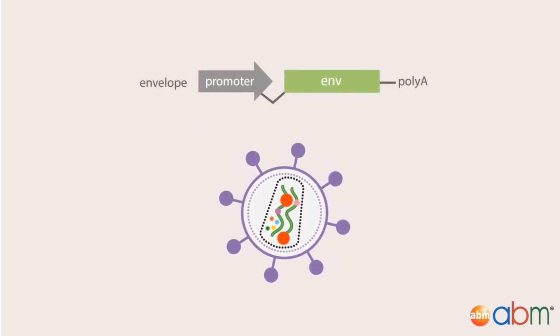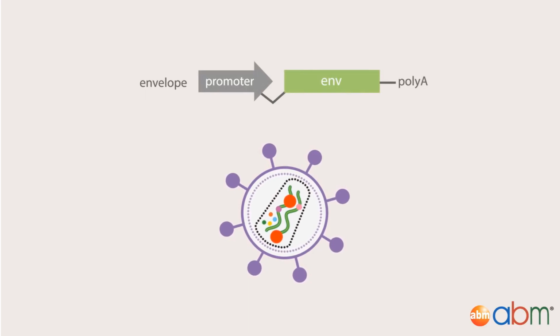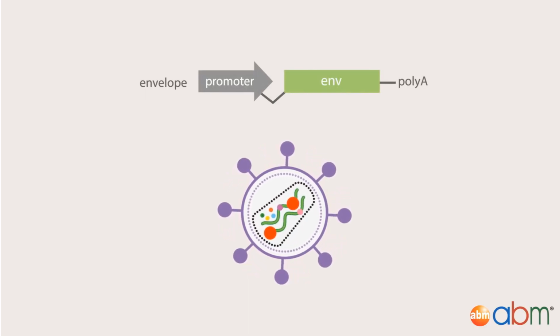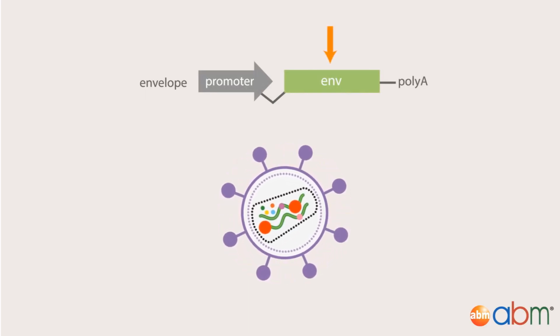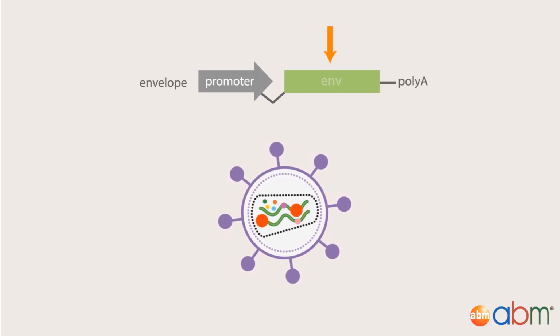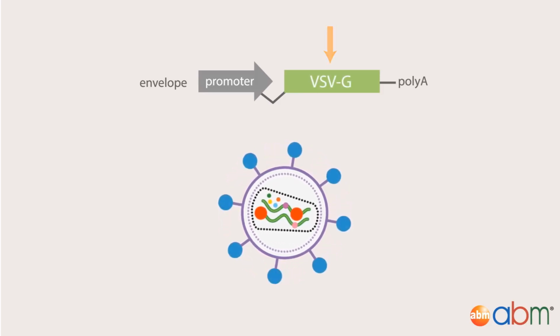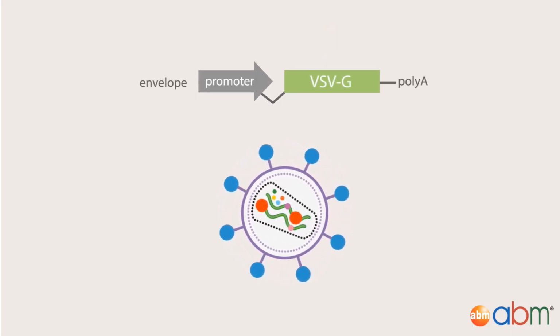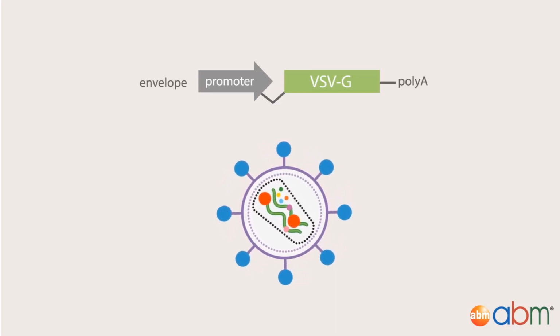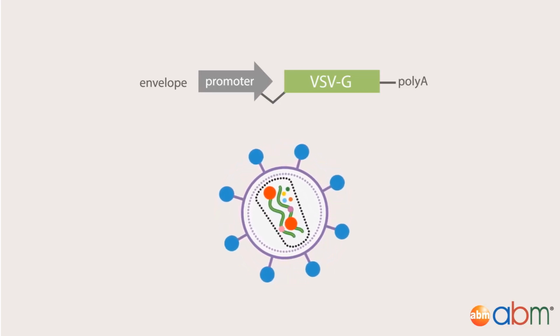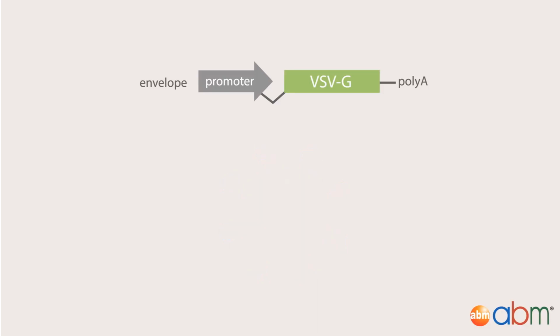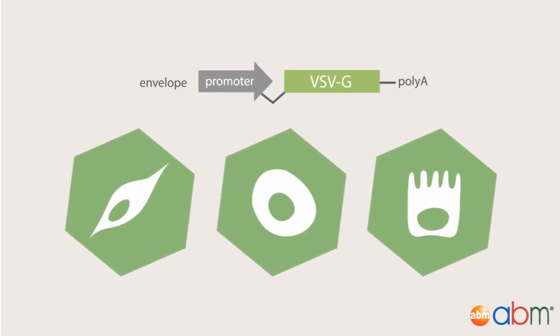Finally, as tropism is determined by the glycoproteins on the viral surface, a lentivirus's tropism can be further broadened by replacing the HIV-1 ENV glycoprotein with the envelope glycoprotein G from the vesicular stomatitis virus, VSVG. VSVG is incorporated in all ABM lentivirus packaging systems to widen the range of cell types the virus can bind to.